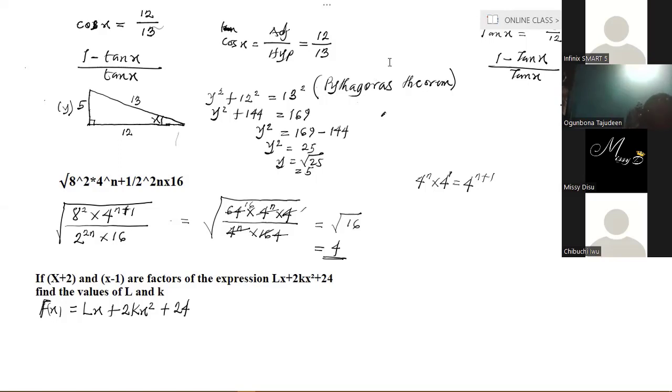Now, from this, since our function, our polynomial, is this, it is telling us that when x plus 2 is a factor, we use the factor theorem now.